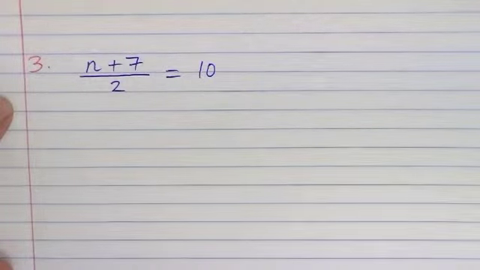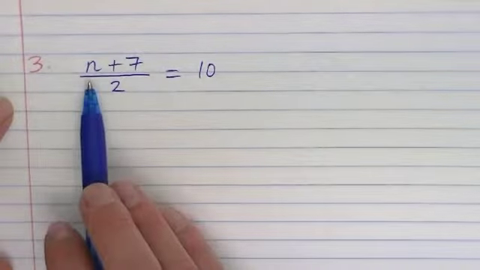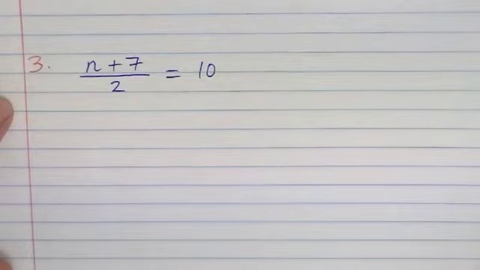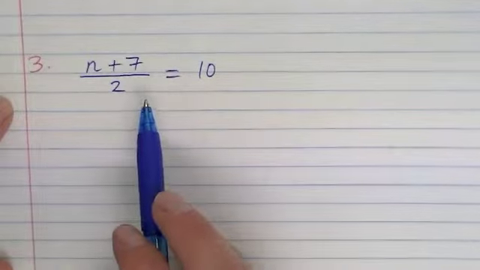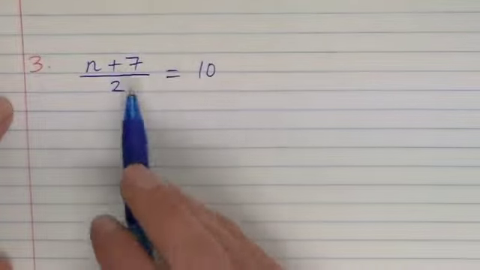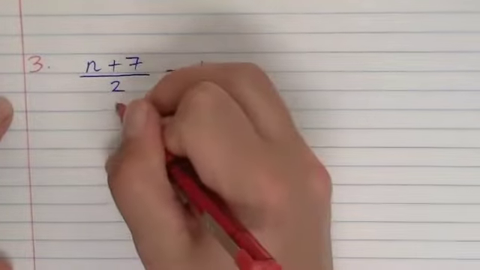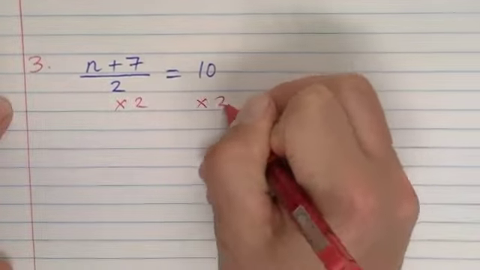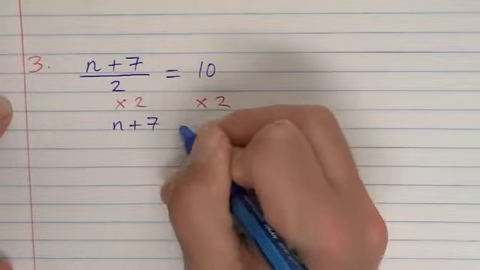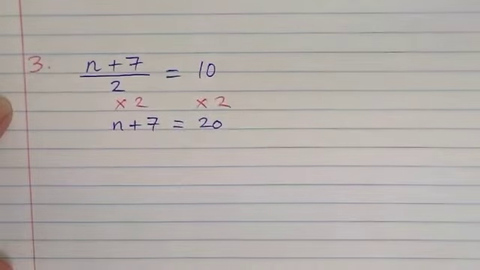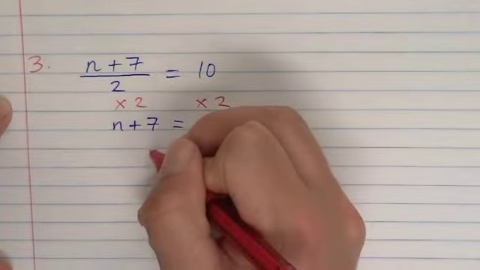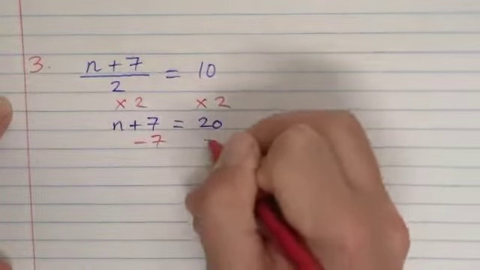Okay, the third two-step equation we're doing is n plus 7 all over 2 equals 10. Once again, the furthest operation away from our pronumeral is the 2 here. So the opposite of dividing by 2 is timesing by 2. So we times both sides by 2. Our 2's cancel here, so we end up with n plus 7 equals 20. And now we've got to get rid of this plus 7 by taking away 7. So take away 7 from both sides.